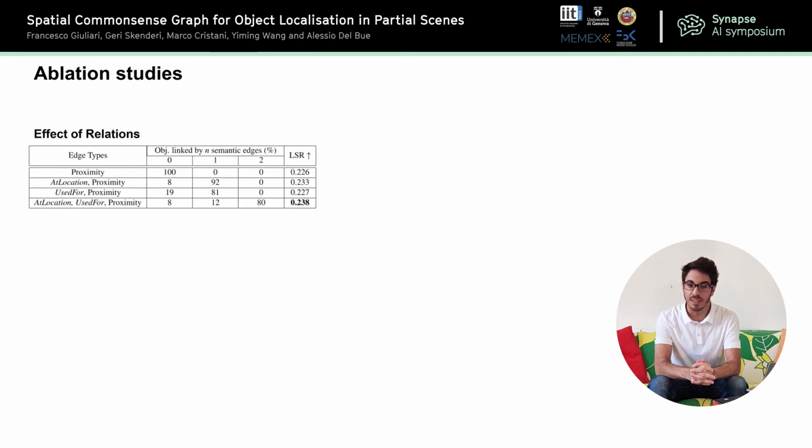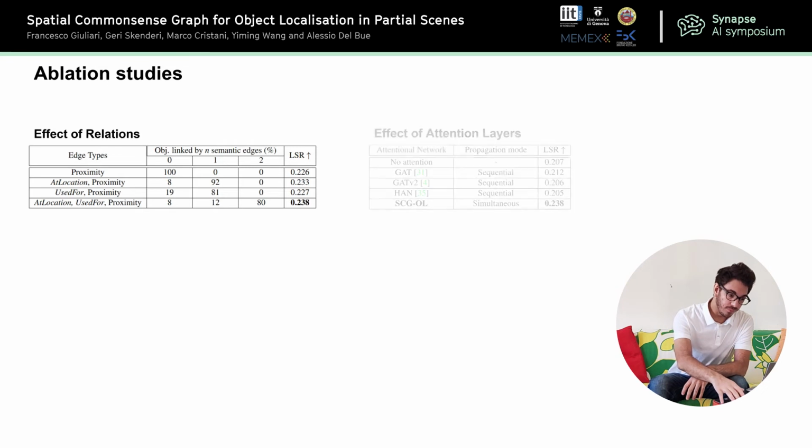In terms of ablation study, we first try to understand the effect that different types of relationship have on the localization success rate. We try first without any kind of common sense information, then we try with only the at location, then we only used for, and finally with both of them. And we find that the relationship that was most useful was the location, because it allows us to prioritize the exchange of information on objects that have a similar location. But by using both of them, we were able to achieve best performances.